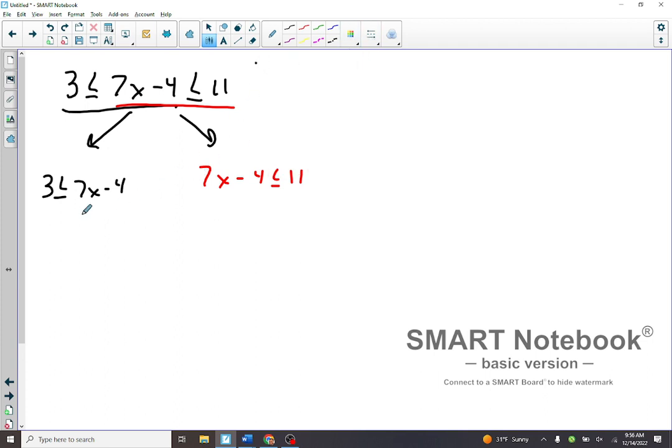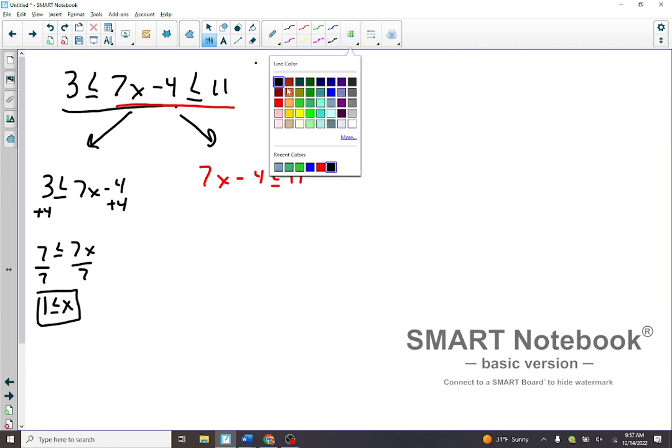So in this one, I'm going to plus 4 on both sides. So I get 7 is less than or equal to 7x. And then I'm going to divide 7 on both sides. So 7 divided by 7 is 1. 1 is less than or equal to x. That's our first answer.